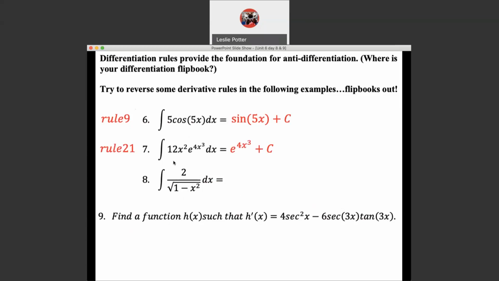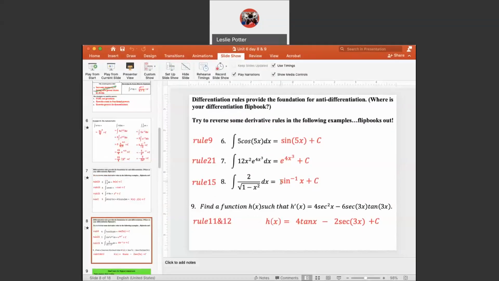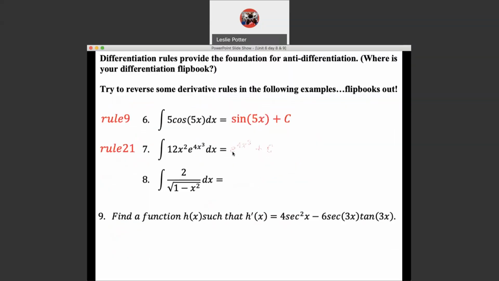And then 8 is a pattern you need to be able to recognize, and it's a rule 15. So go ahead and stop the video and try to do this one. Recognizing this pattern of having the radical 1 minus x squared, this is an inverse sine of x plus c. So this is the antiderivative of this. And then, oops, I forgot the times 2. Let me just add the times 2 in there. There we go. So that's from having the 2 up top there.